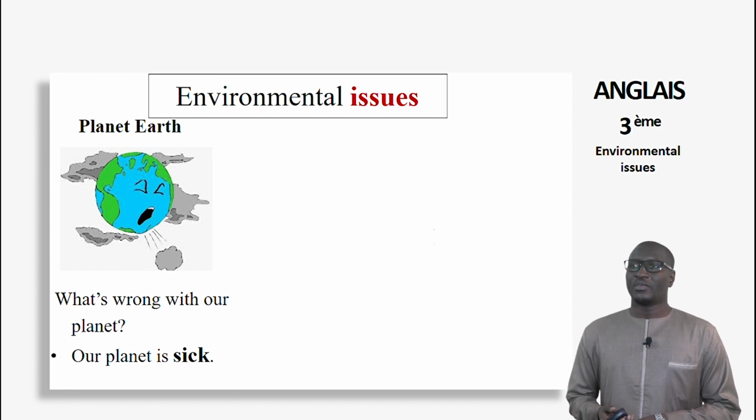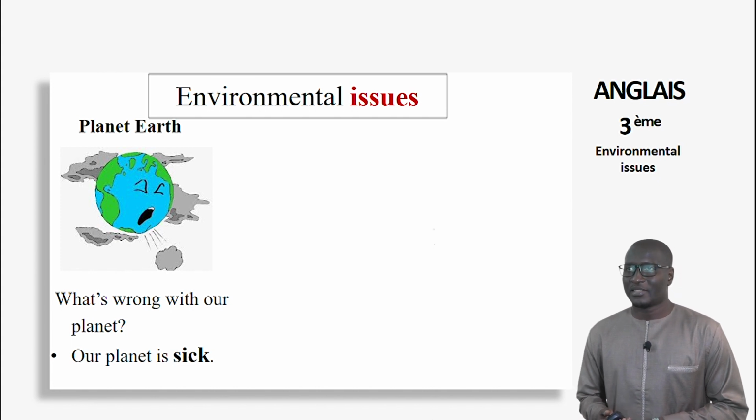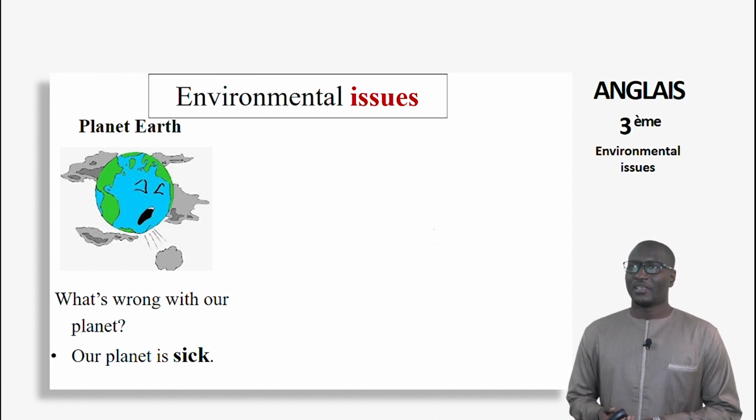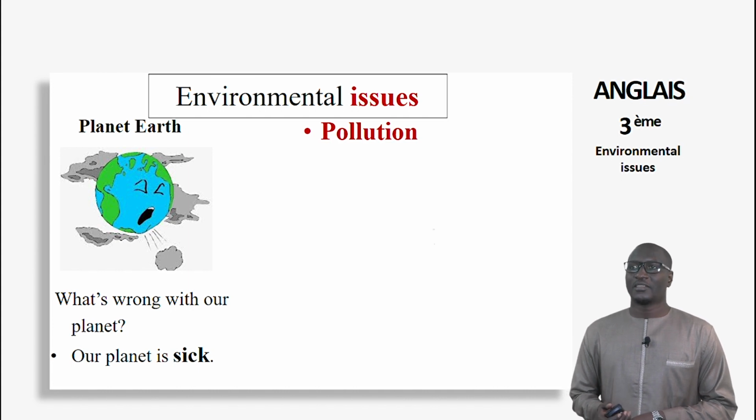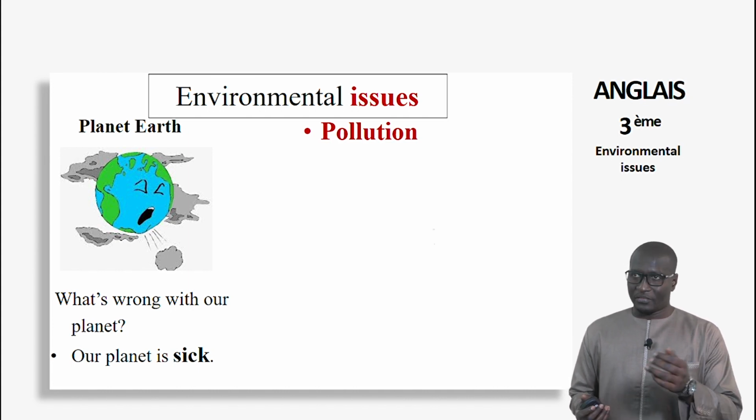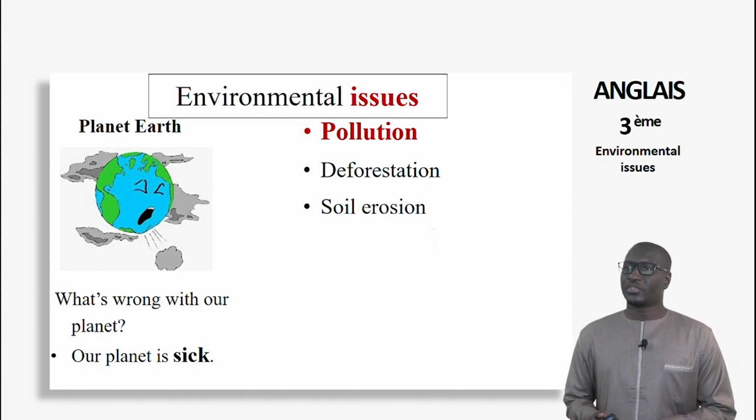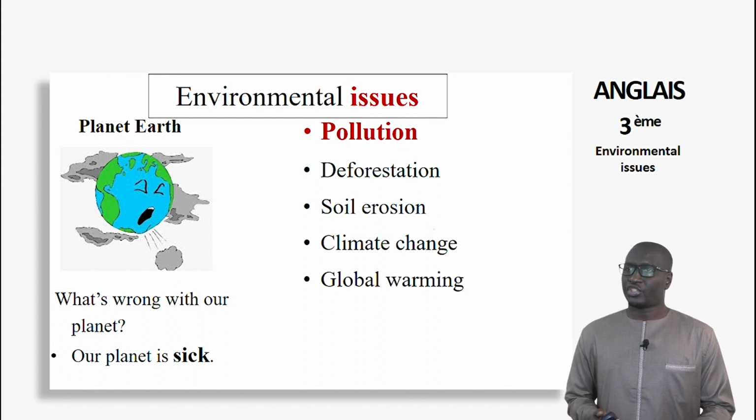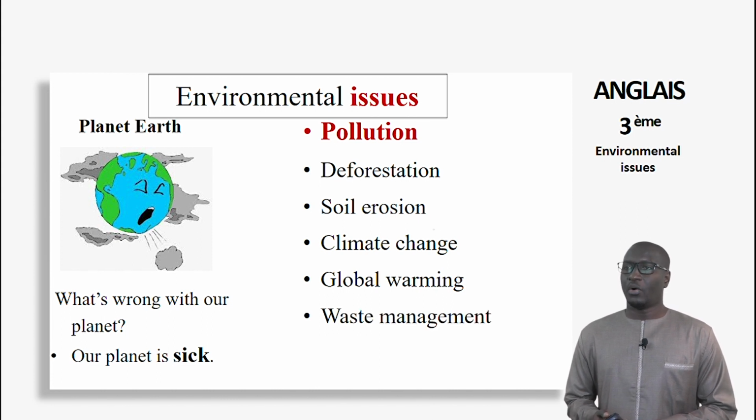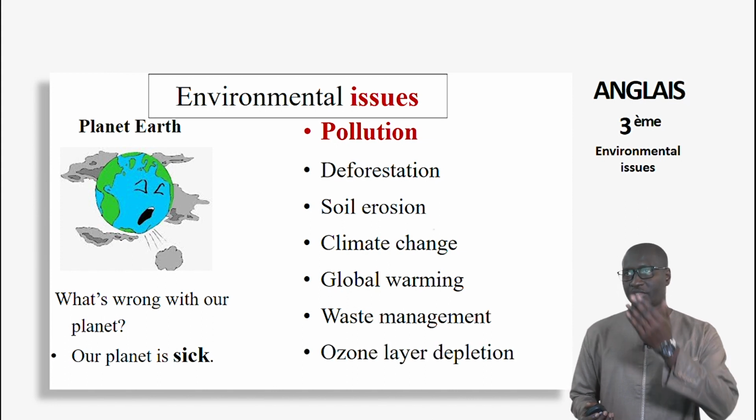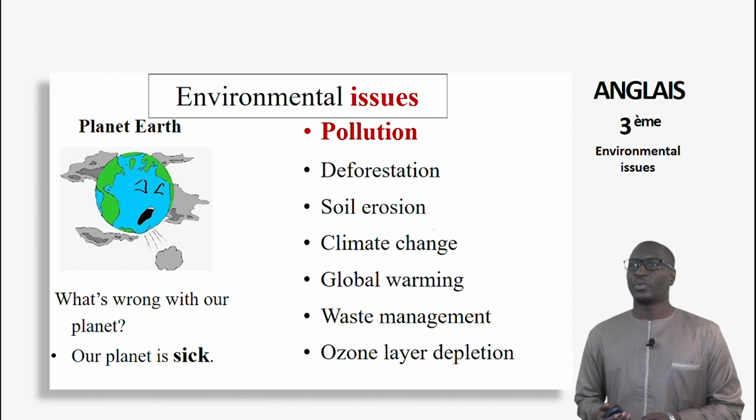Okay? Can you give me some examples of environmental issues, class? Yes? Ami? Very good. We have pollution. Okay? Yes? We have deforestation. Excellent. We also have soil erosion. Okay? Soil erosion. We have climate change and global warming. Okay? And we also have waste management and the ozone layer depletion. So as you can see, we're going to focus on pollution today.